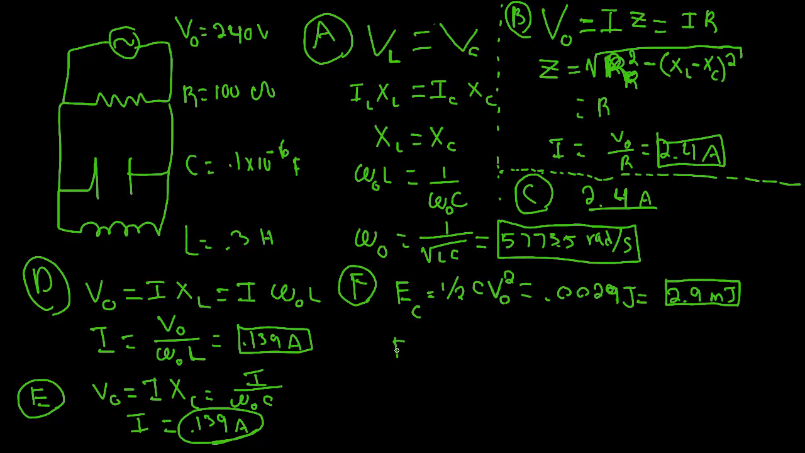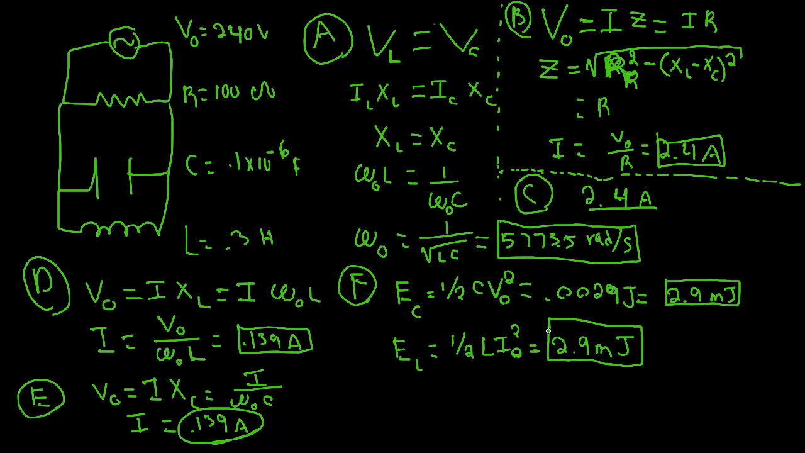And then they ask us, what is the maximum energy through the inductor? And that is equal to 1/2 times the inductance times the current squared. And of course, when is the maximum energy going to occur? When we have a maximum current, which is going to be when we're in resonance. And of course, we already found that, which was 0.139 amps, and we plug that in and we put the inductance in of 0.3, multiply it by 1/2, we should come out with 2.9 millijoules as well.